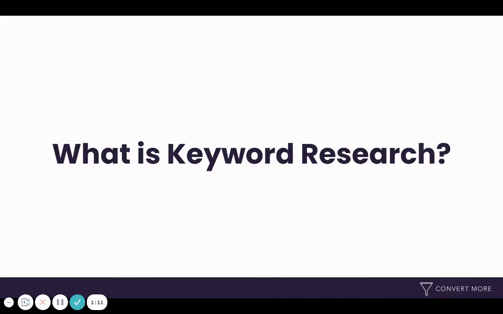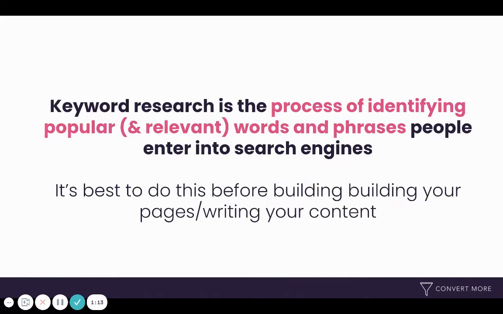So what is keyword research? Keyword research is the process of identifying popular and relevant words and phrases people enter into search engines like Google. It's best to do this before you start building your pages or writing any content. Learning how to do keyword research is a fundamental SEO task that involves identifying popular words and phrases people enter into the search engines. When you know what people are searching for, you can focus your content around these topics.